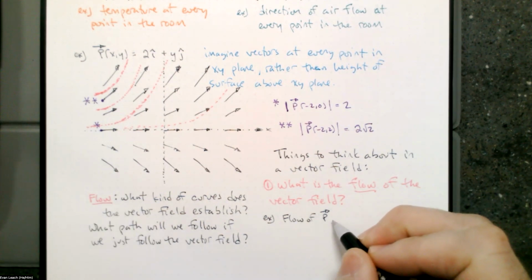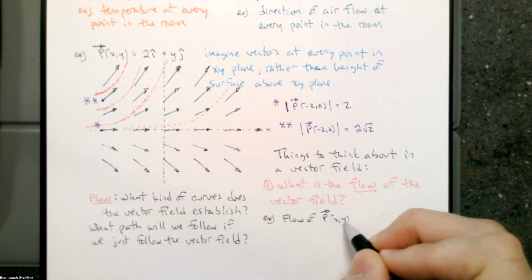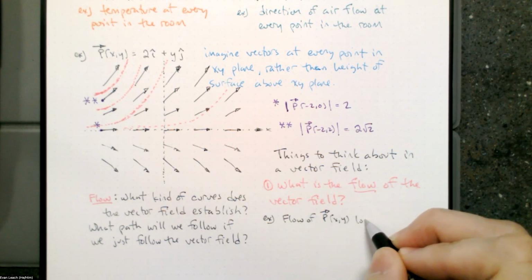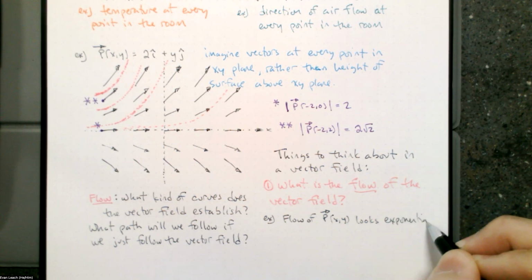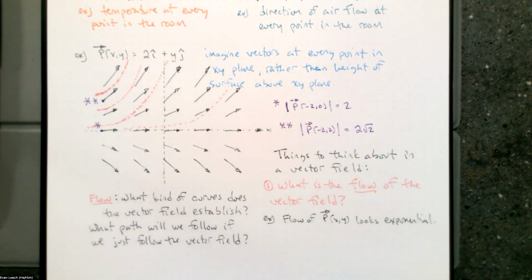Flow of this vector P of x y, all right, that reduces it a little bit. Looks exponential. Maybe I should just grow up, I don't know. I'll edit that out. I'm just kidding, I won't edit that out.